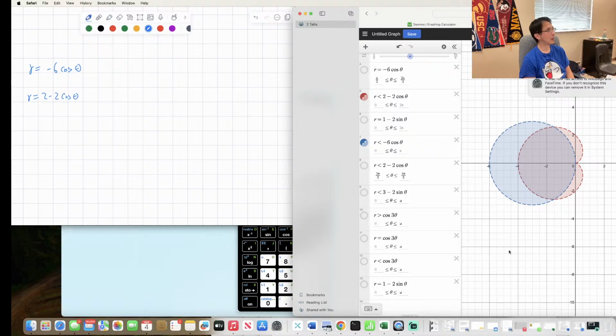Wait. Okay, what is R at 4 pi over 3? What's cosine of 4 pi over 3? That's 2 plus 1. Okay, that's 3. So what's the circumference of the circle? What's the radius of the circle? 2? No, oh, it's 3. So 6 pi is the circumference.